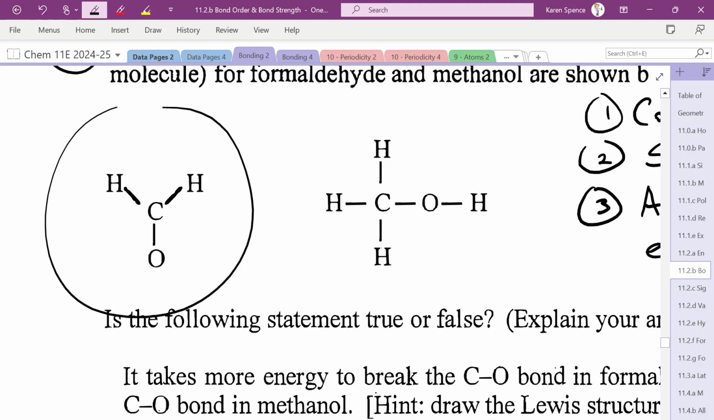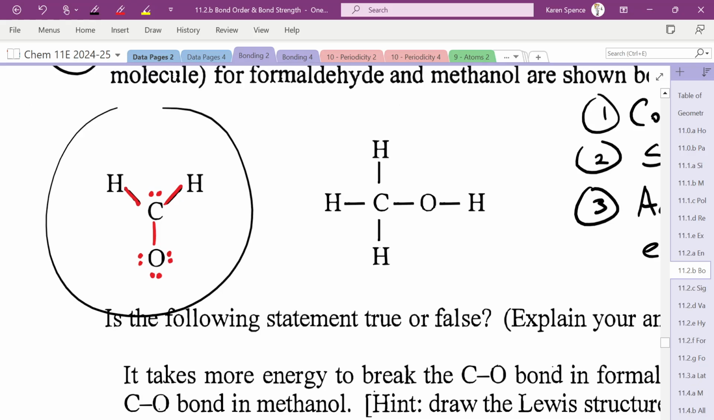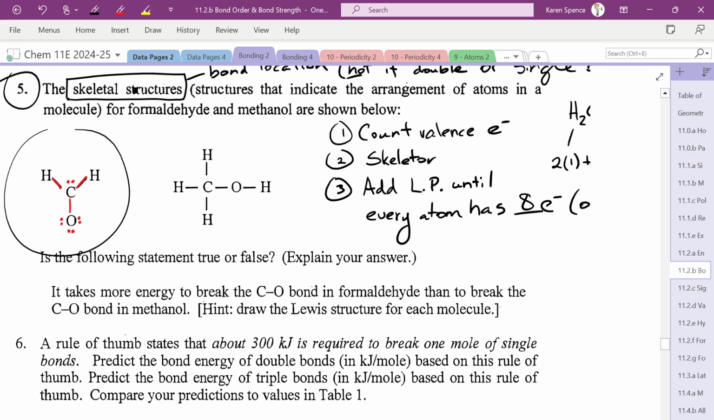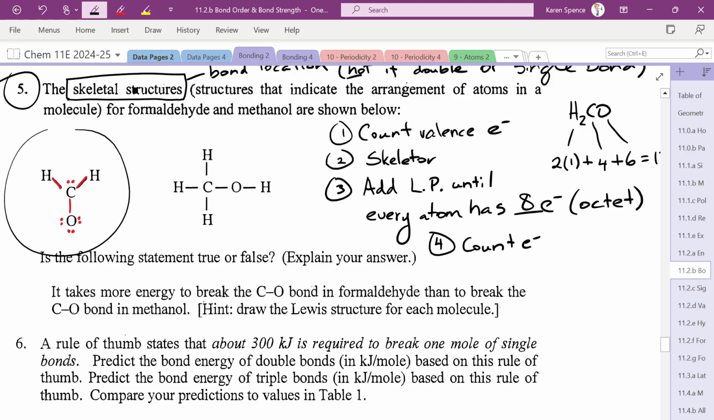Does carbon have 8? No, it only has 2, 4, 6. So I'm going to put on a lone pair that makes 8. Does oxygen have 8? No. So I'm going to add, it's got 2 already, 4, 6, 8. Now, if there were 3 steps, we would be done, but there's more than 3 steps. What do we do after step 3? We count the electrons in the structure.